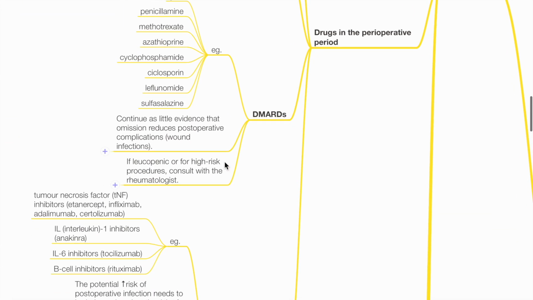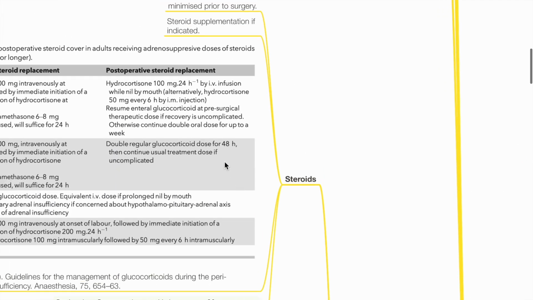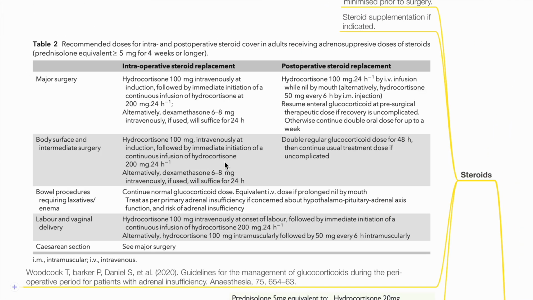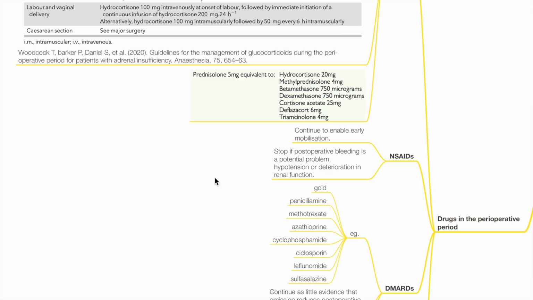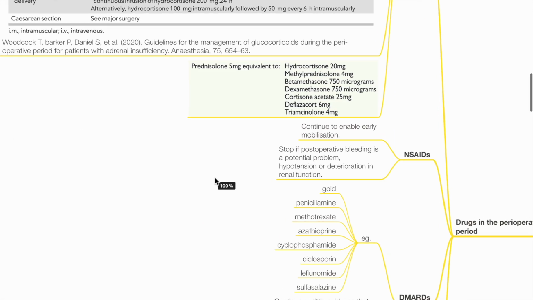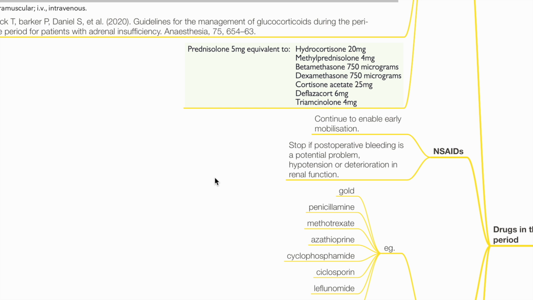Drugs in the perioperative period. Steroids. Steroid use should be minimized prior to surgery. Steroid supplementation may be indicated, especially for patients who take prednisolone equivalent of 5 mg or more for 4 weeks or longer. NSAIDs. Continue NSAIDs to enable early mobilization. Stop if post-op bleeding is a potential problem, hypotension or deterioration in renal function.